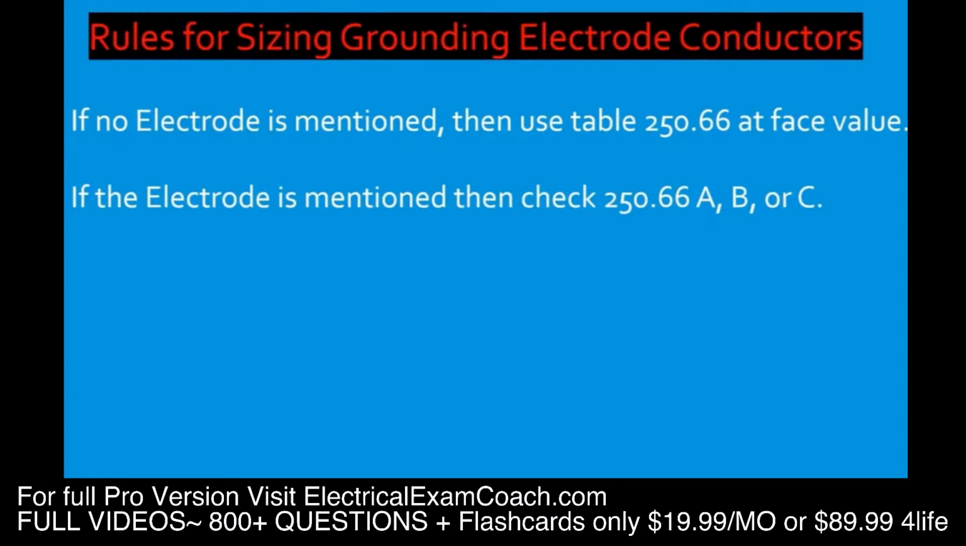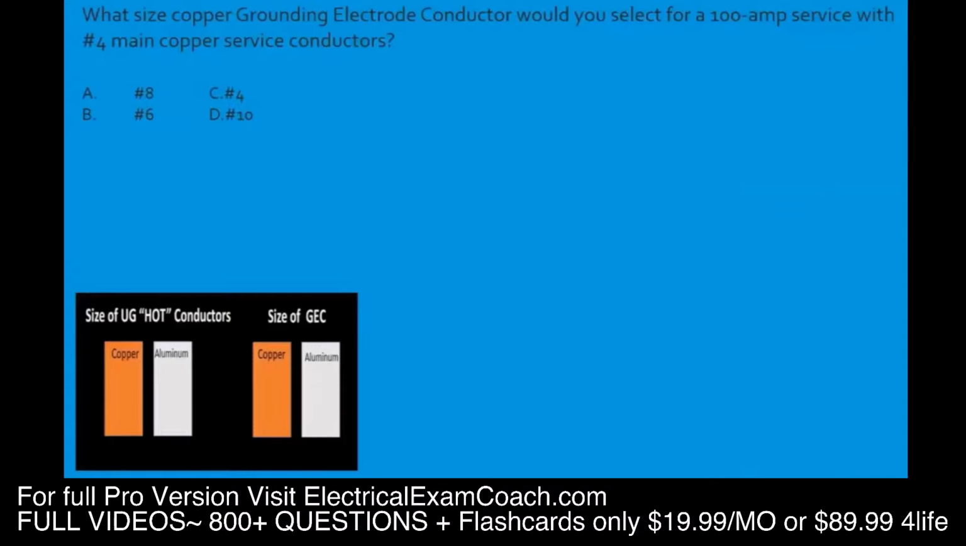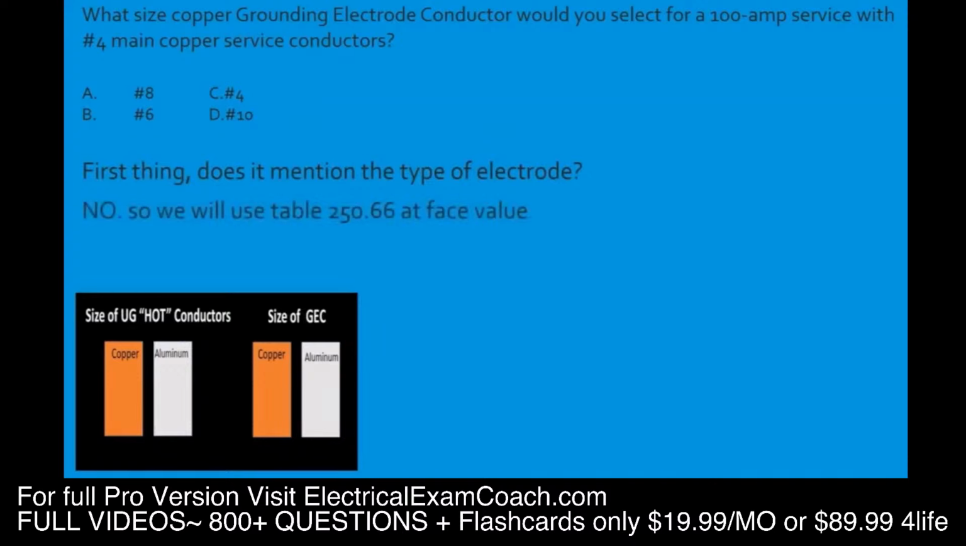And this is a very easy one that you can get on your test. Once you learn how to do this, you get those grounding and bonding questions, you'll be able to flow right through them. You're one step closer to being a licensed electrician. What size copper grounding electrode conductor would you select for a 100 amp service with number 4 main copper service conductors? So the first thing we're going to look at, our question doesn't mention the type of electrode. No, so we're going to use table 250.66 at face value.